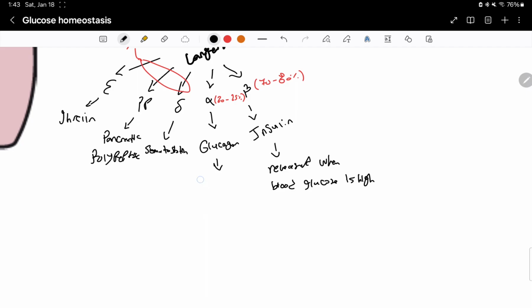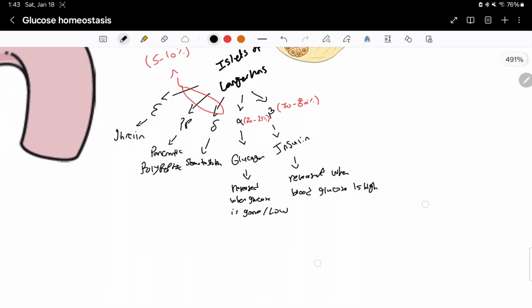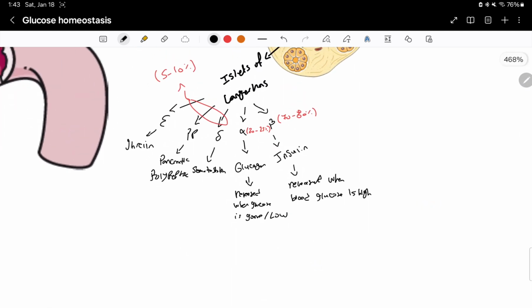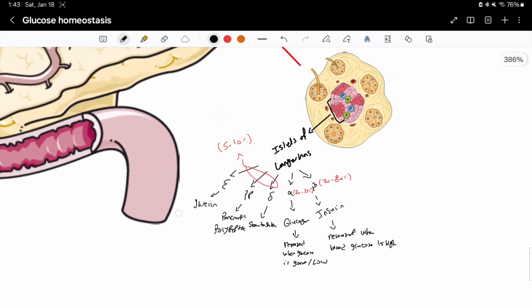Glucagon is actually released, and this is very easy to remember: glucagon. So it's released when glucose is gone, when glucose is low in the blood. Okay? And we're going to look at an approximation of when it would be released. All right, now that's that.